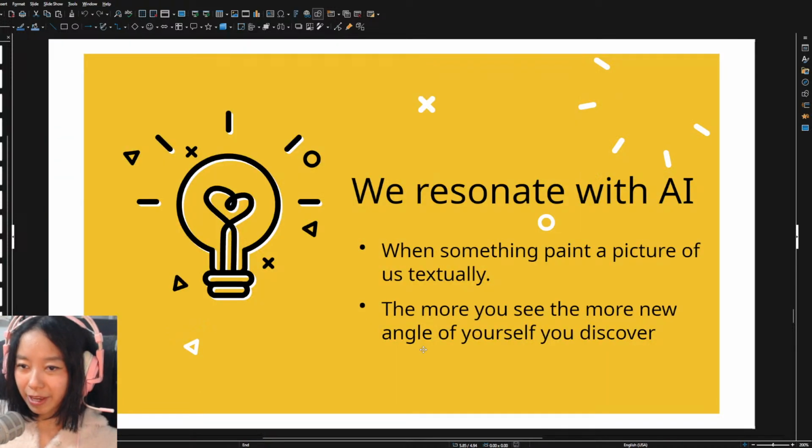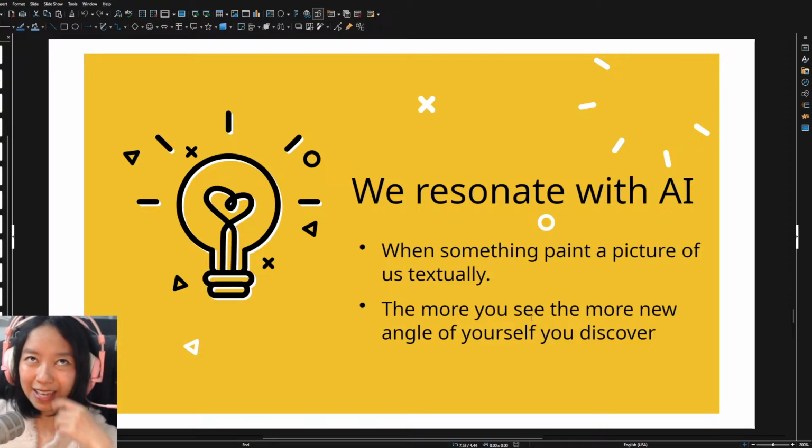We resonate with AI when something paints a picture of us textually. That's what I said. You like what AI did to you because it paints a better picture of yourself through a nicer and more poetic texture. I don't know how to say it. The more you see, the more new angles of yourself you discover.